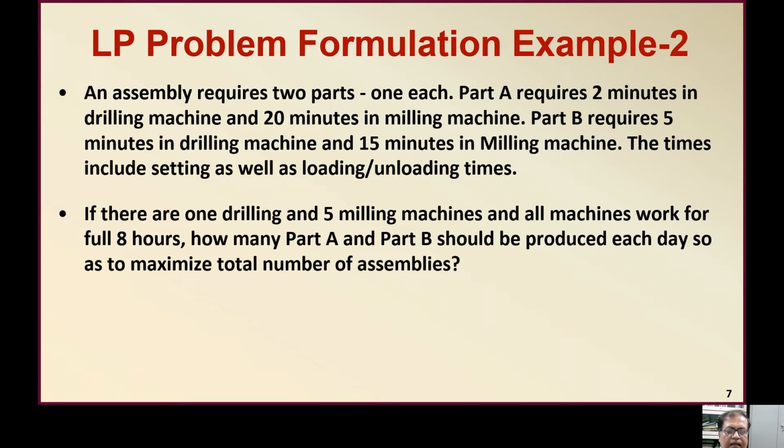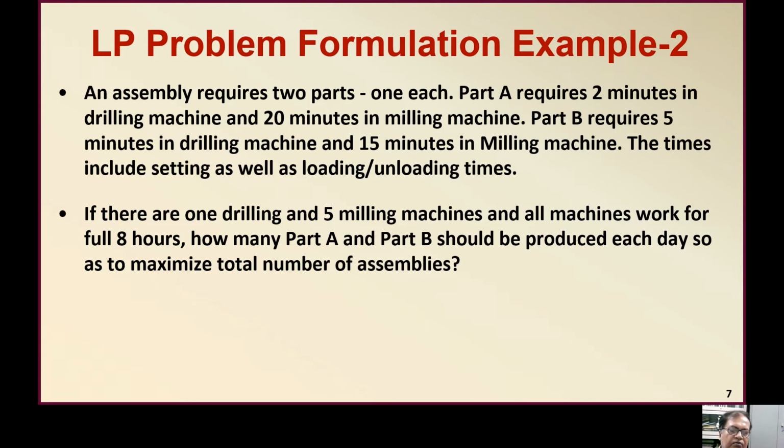Now part A requires 2 minutes in the drilling machine, part B requires 5 minutes in the drilling machine, is it not? So for the drilling machine, part A is 2 minutes, part B 5 minutes. When it comes to the milling machine, part A requires 20 minutes, part B requires 15 minutes. How many drilling machine hours are available? 8. How many milling machine hours are available? 8 into 5, 40.